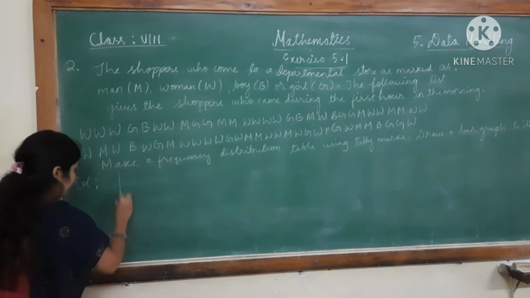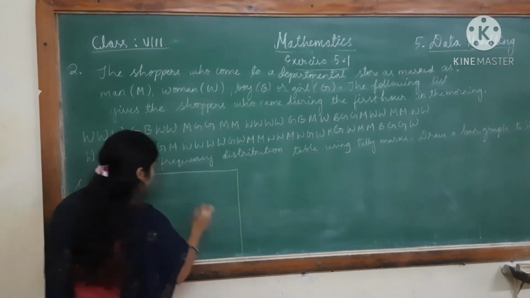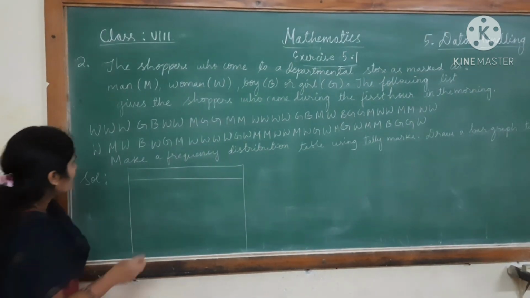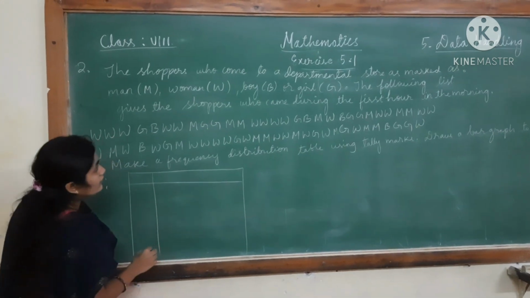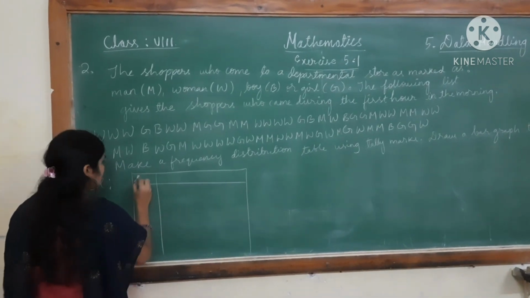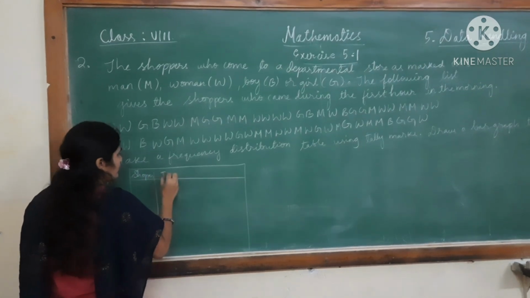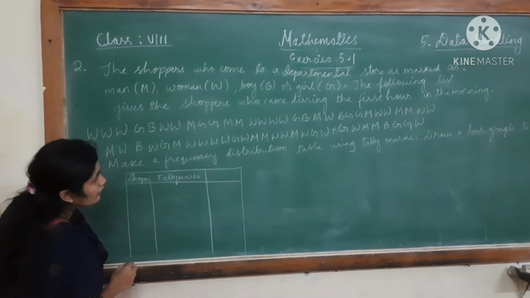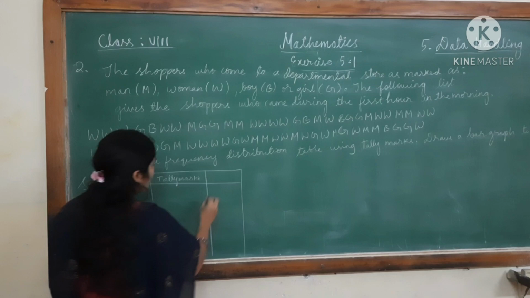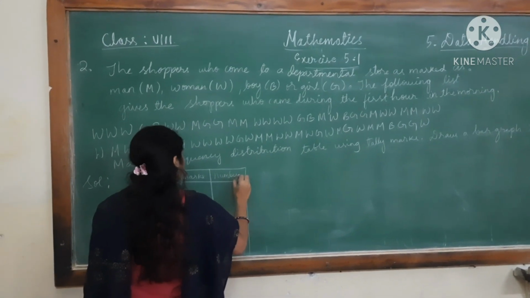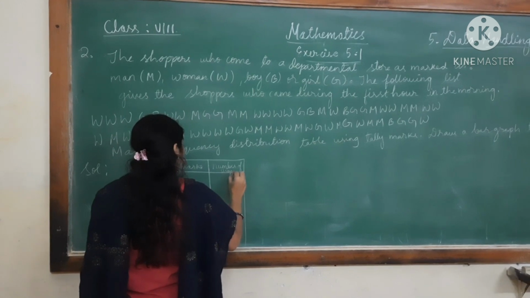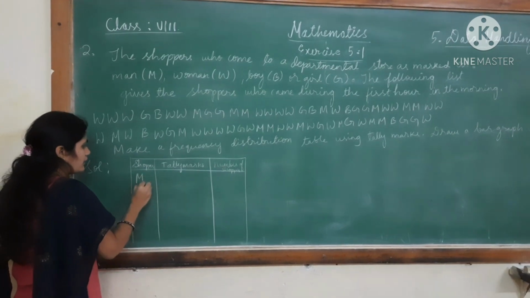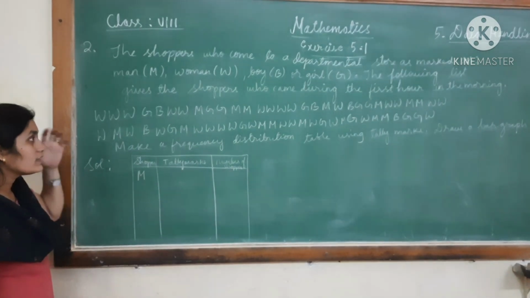First let us draw the tally table. All of you know what tally marks are. Already we have learned in our previous classes, that is in 5th, 6th and 7th. We are going to write the tally marks. First here we are going to write the shoppers, then the tally marks, then the score, the number of shoppers. So here first you start with man, that is M. How many M are there in this given data?